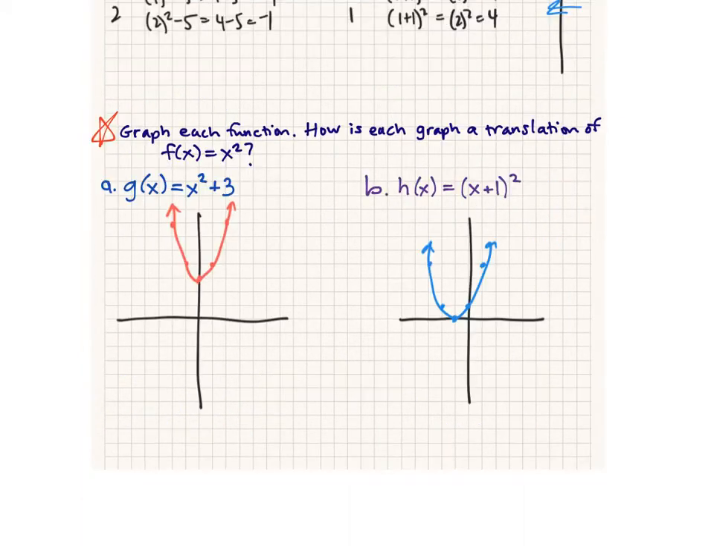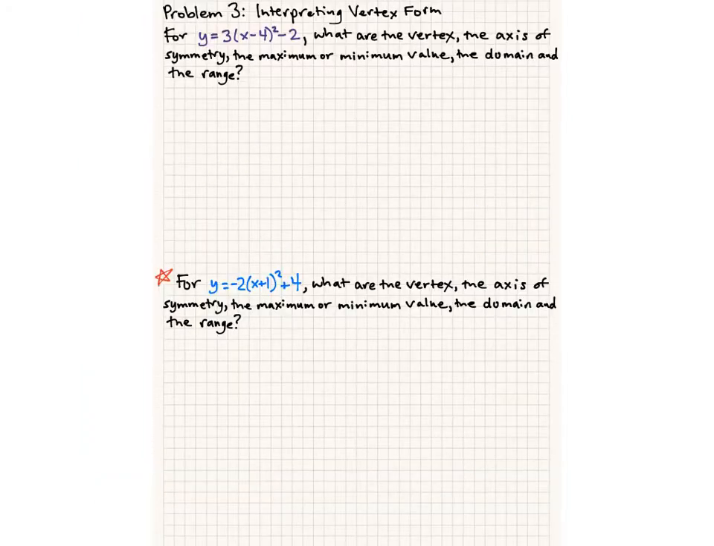Okay, maybe you notice this is the same as that one up there. So that just went left 1. And then this one just took your parent function and went up 3. So when you're doing these, you don't have to do the whole table if you know, oh, this is just going up 3. So just do your parent function, right? Your 0, 0, and then 1 squared is 1, 2 squared is 4, and then just flip it. And then just move every dot up 3 if you want. Okay, or you can do a table. But hopefully yours looked like this and just moved it up 3 and then left 1. Okay, moving on.